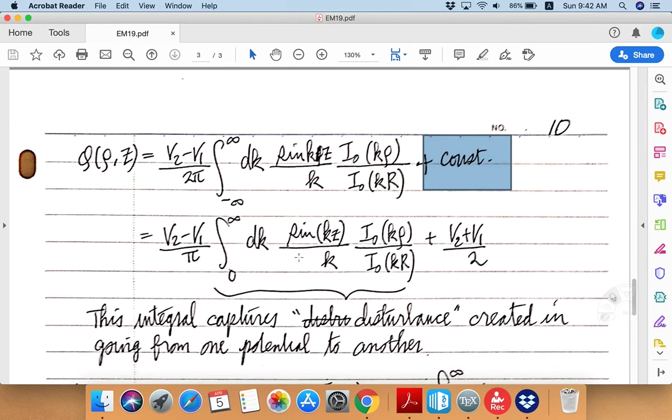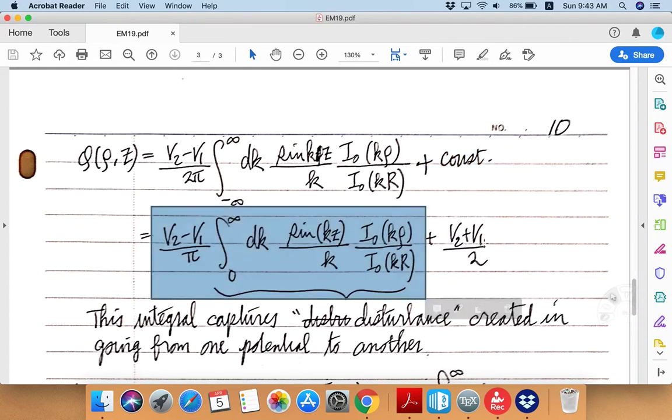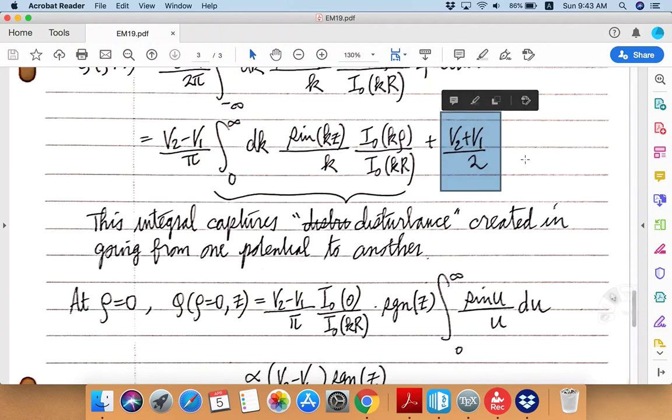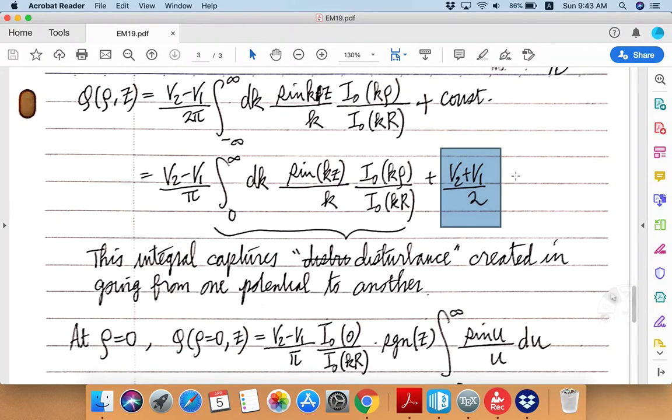So now, this is the most simplified version of the integral that one needs to perform, and taking into account the boundary conditions, you can realize that this constant term has to be this. That's the average potential between the left half of the cylinder and the right half, and that's completely reasonable.